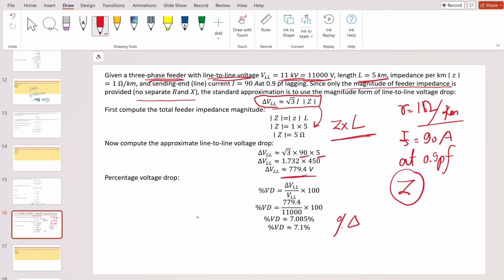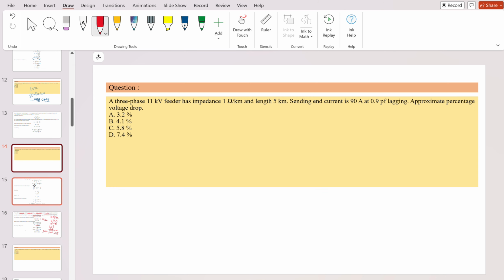And when you see the percentage voltage drop, it will simply be the voltage drop in the line to line, 779.4, divided by the line to line voltage 11,000, multiplied by 100, which comes out to nearly 7.1%. Okay, so when you see the options, option D is closest.